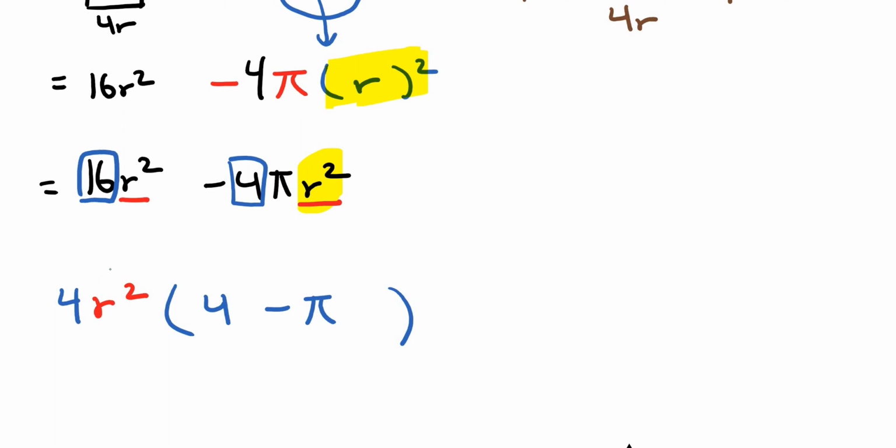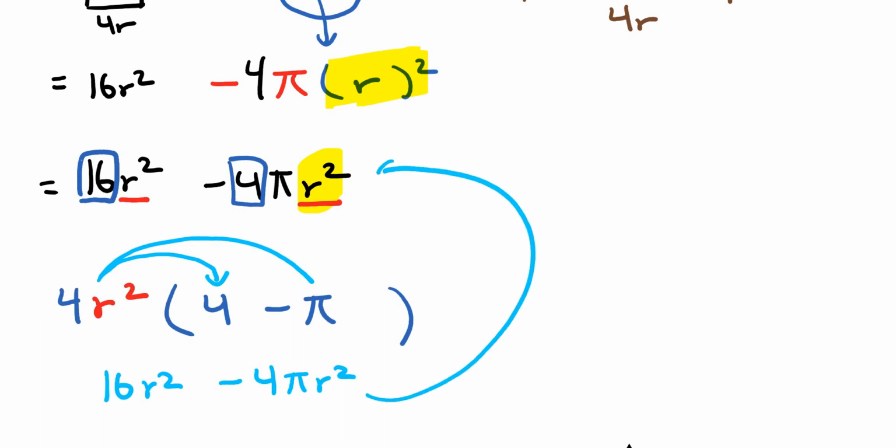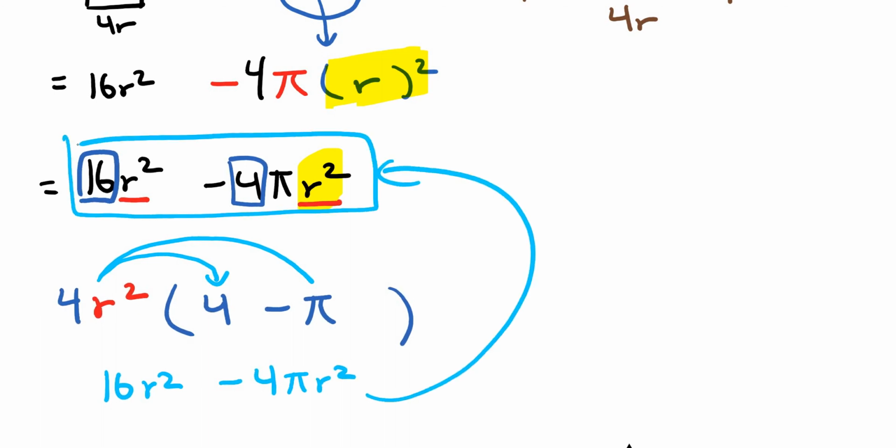And if you're not sure if that's correct or not, just distribute to check. 4r squared times 4 is 16r squared, and 4r squared times pi is minus 4 pi r squared, and this definitely matches that expression right there. And that's how you do question number 7.